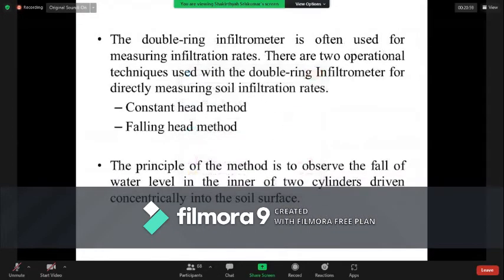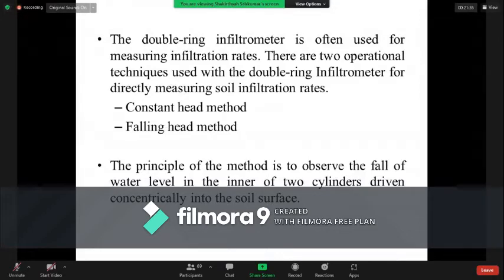The double ring infiltrometer is often used for measuring infiltration rates. There are two operational techniques used with the double ring infiltrometer for directly measuring soil infiltration rate. So there are three methods used to measure the infiltration rate. In that, double ring infiltrometer is one method. So in the double ring infiltrometer, we can use two methods to measure the infiltration rate.